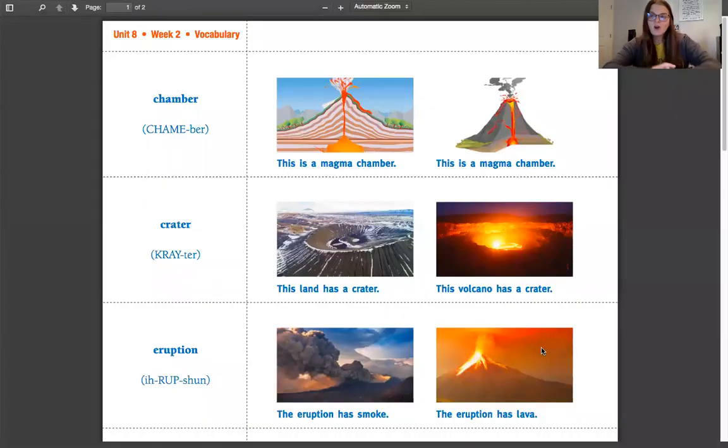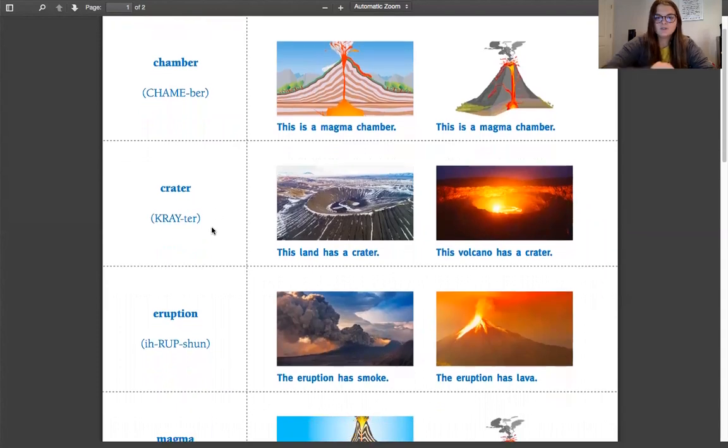Okay, here we go. Our first word is chamber. I'm not going to give you the definition yet. I want you to listen and see if you can figure it out yourself. So these are two examples of chamber. This is a magma chamber. This is a magma chamber. What do you think the definition could be? Chamber. A chamber is a large underground area. It's usually enclosed, so you can't get in or out of it very easily. And in this case, it's holding magma.